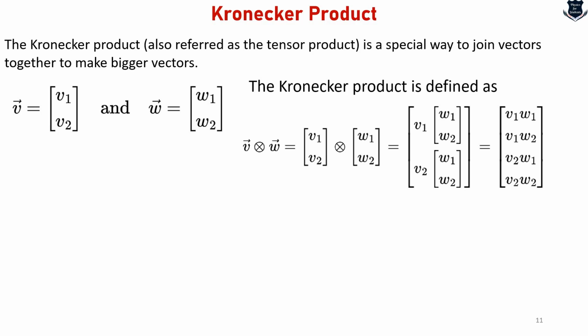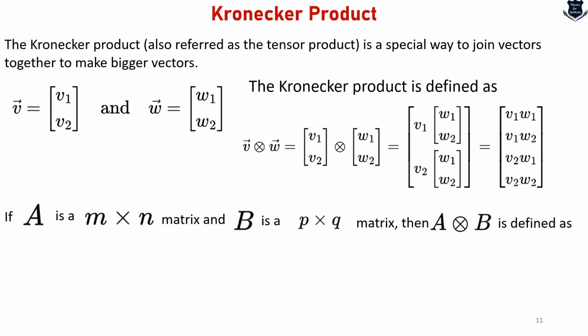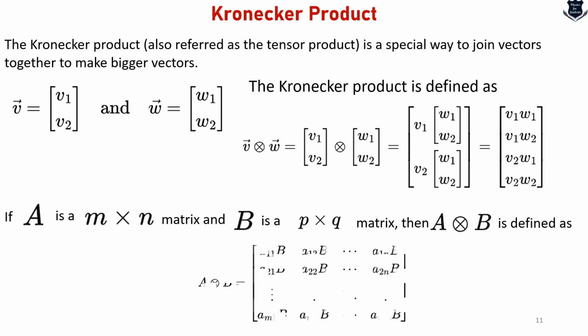So let us look at what we mean through a matrix example. If A is an M times N matrix, and B is, for example, a P times Q matrix, then multiplying A by B, I mean taking a tensor product, would look something like this, and the dots mean it would go on like this. So this is the definition of a Kronecker or tensor product in terms of vectors and matrices. Now we would like to show you some very simple examples.